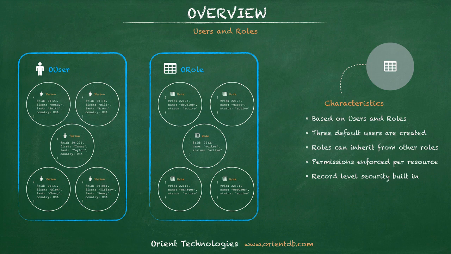The OUser class stores data concerning authentication of actors on the database. Each user can belong to many roles. Users also have a status of active or suspended. Roles allow for inheritance from other existing roles and are stored in the ORoles class. We will also cover the built-in record-level security offered by OrientDB, providing you robust support for multi-tenant applications.